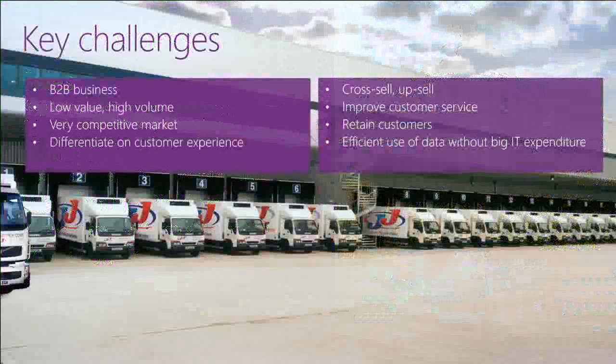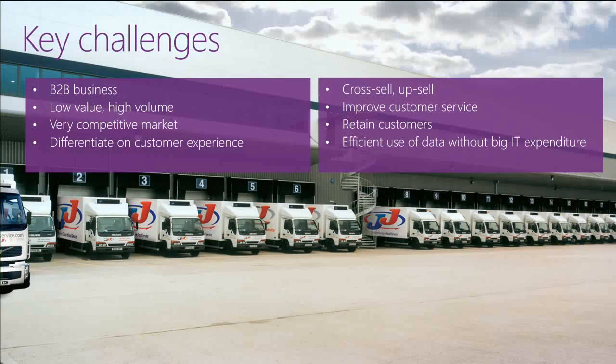Now let's see, what were the key challenges? Why did they actually want us to do this at all? So just key points here. It's a B2B business. Okay, it's low value and high volume. They're simple food products. The market is very competitive. There are many, many companies who do this. So it's very important for JJ to differentiate on customer experience. That's the key point here. Customer experience is the key point.